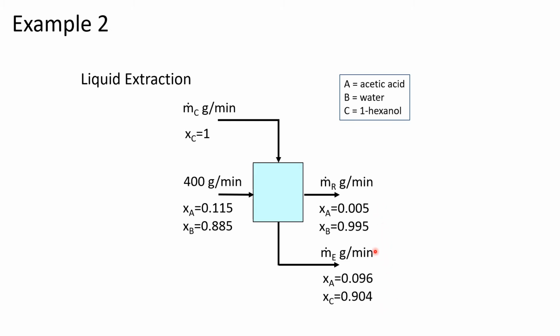And we don't know the flow rate of the hexanol stream that has the acetic acid in it. We do know the composition of this hexanol stream as it exits: the mass fraction of acetic acid is 0.096, and the balance is the hexanol. So what we're going to do is try to solve for these unknown flows in this particular process. We do know all the compositions.